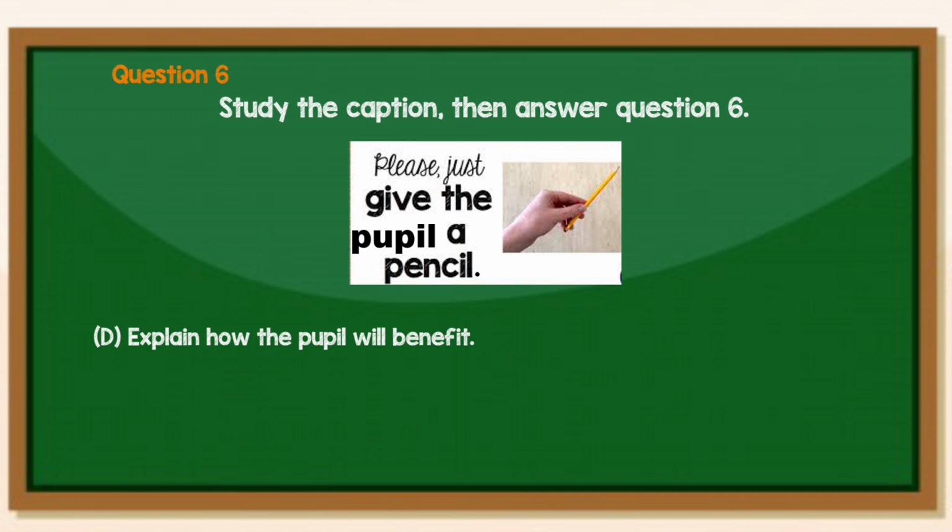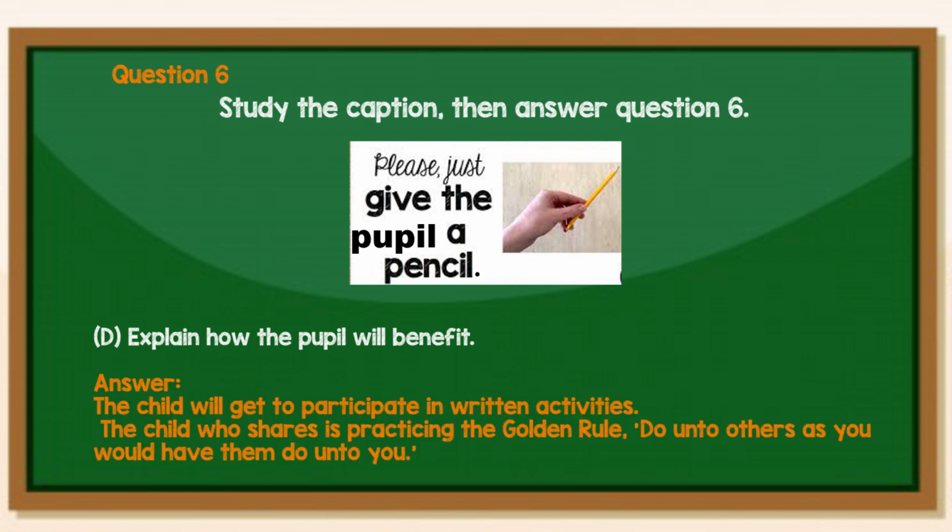Next, explain how the pupil will benefit. The child will get to participate in written activities. That is, the pupil who receives the pencil. So that child will benefit in that way. The child will get to participate in written activities and also complete assignments in class.